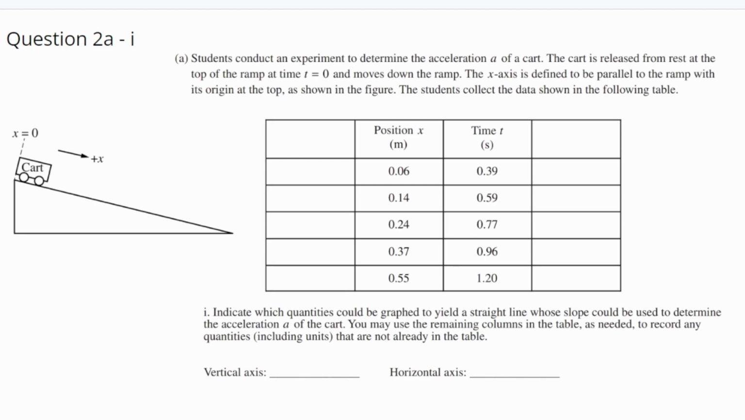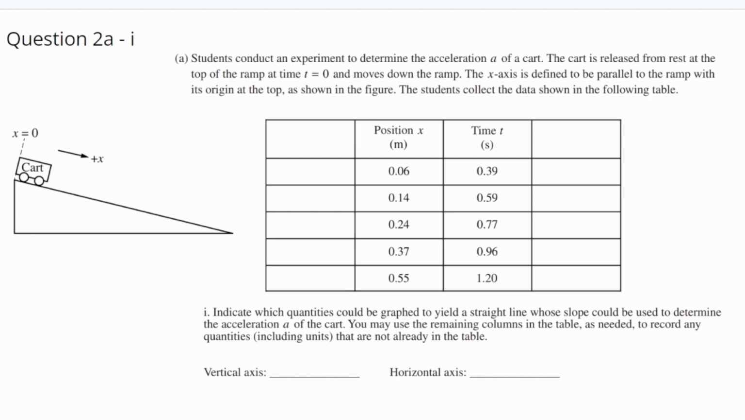Students conduct an experiment to determine the acceleration a of a cart. The cart is released from rest at the top of a ramp at time t0 and moves down the ramp. The x-axis we're defining parallel to the ramp, and its origin is at the top. And then we're collecting data in this table. First, we want to find quantities that could be graphed to yield a straight line whose slope can be used to determine the acceleration a of the cart.